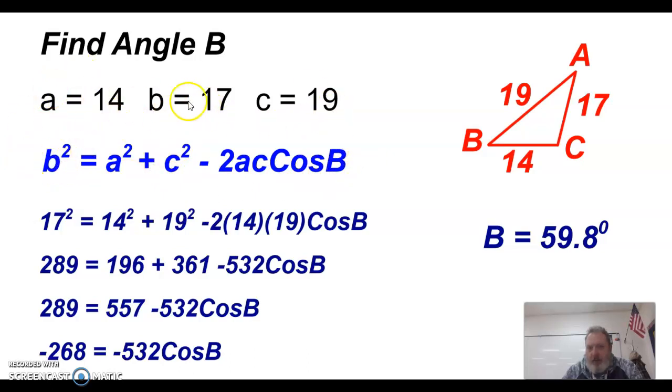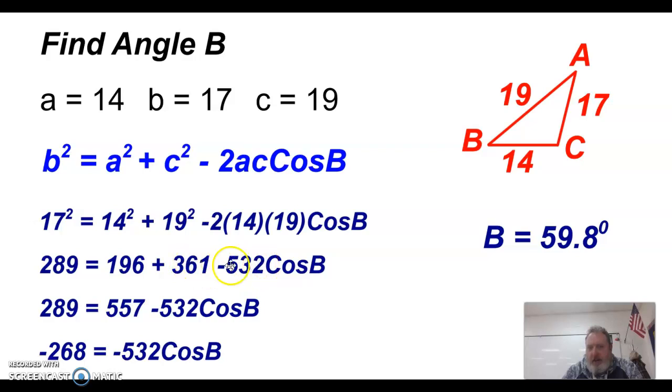So side B right there is 17. Side A is 14. Plug that in here and here. And C is 19. And we're looking for this angle. I'll do 17 squared, 14 squared, 19 squared. 2 times 14 times 19 is where this 532 came from.